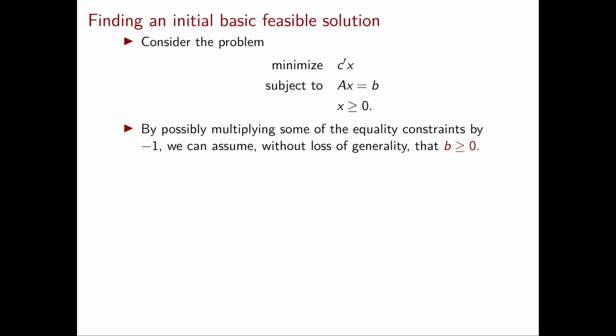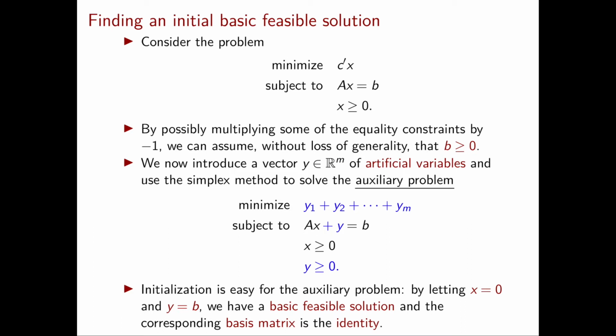We look at our general linear programming problem in standard form, which, as always, has the form minimize c^T x subject to Ax = b and x ≥ 0. Here we can assume without loss of generality that b is ≥ 0. In fact, you only need to look at the equalities where the right-hand side is negative and multiply such an equality by -1. So from now on, we always assume that b is ≥ 0. Now we are ready to introduce our auxiliary problem.